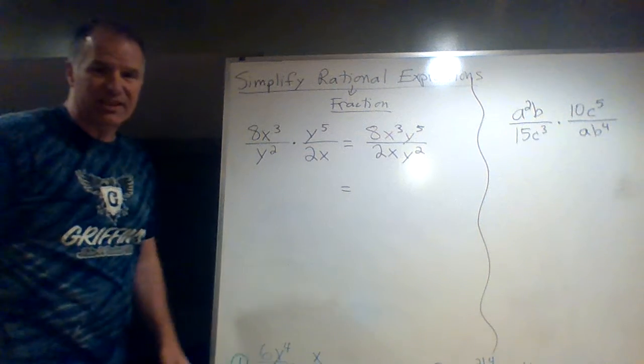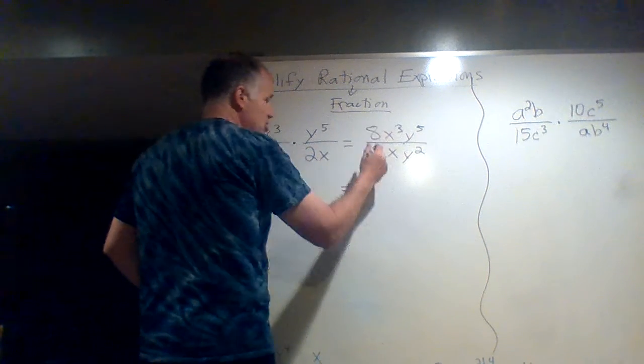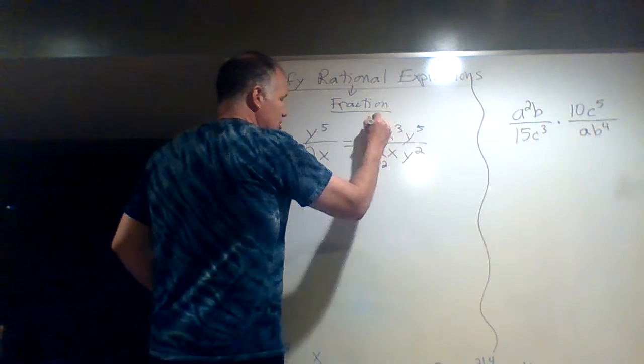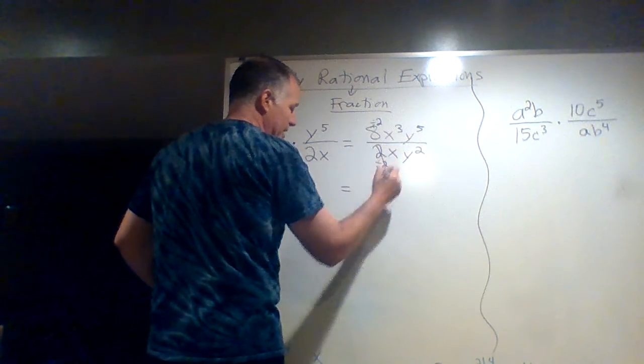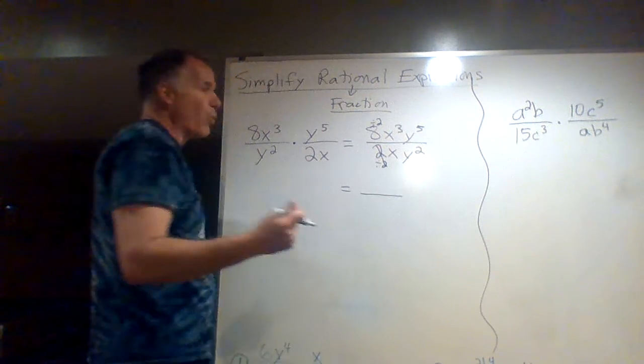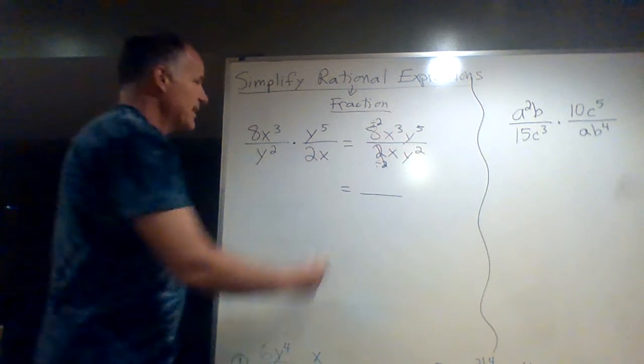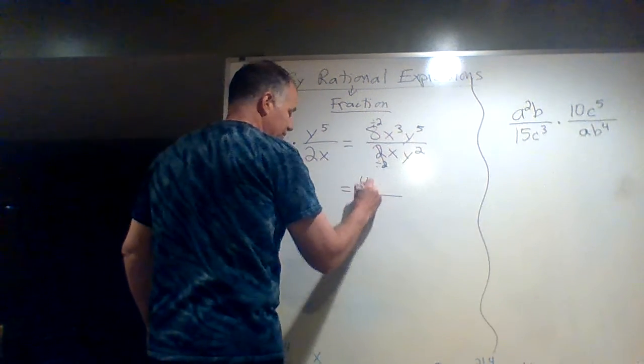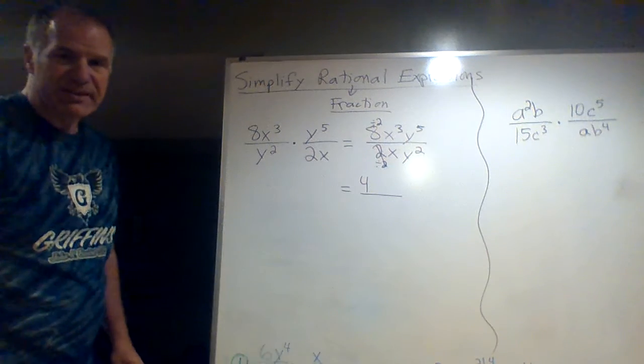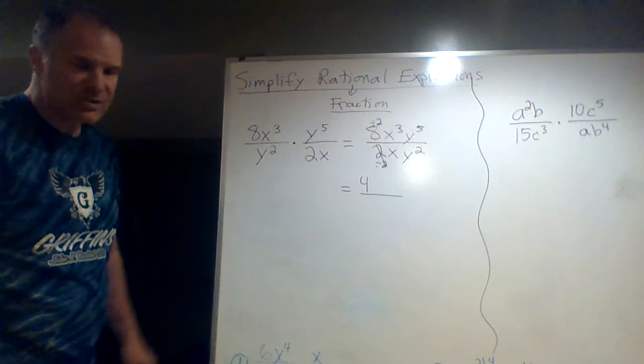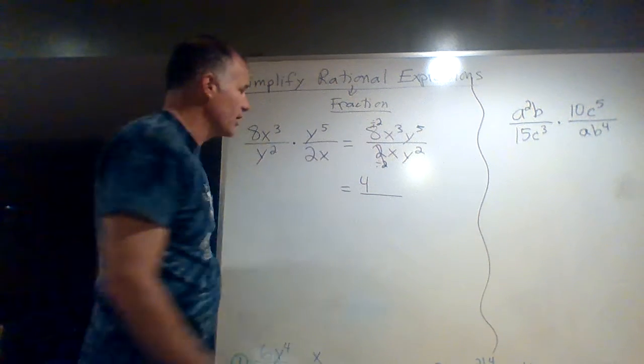The nice thing is, guys, all we're doing now is just reducing, like we did on the last video. What goes into 2 and 8? Divide by 2, divide by 2. 2 divided by 2 is a 1. I don't really need that 1. 8 divided by 2 is a 4. Does everybody see that? So again, 8 divided by 2 is a 4.